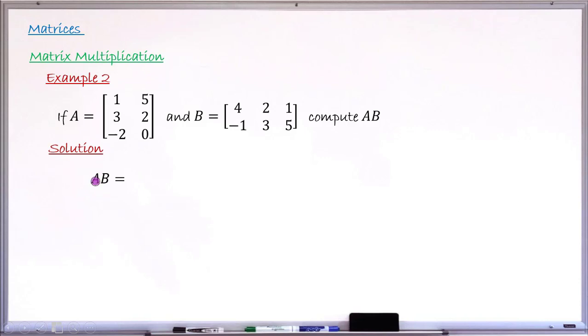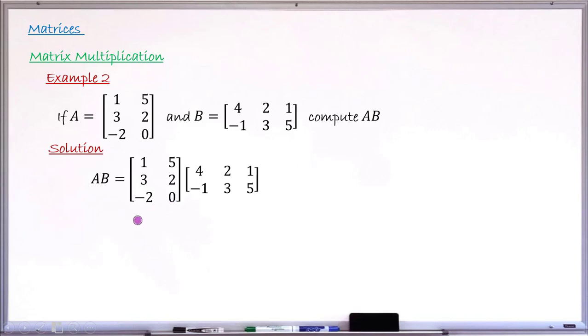And we now check the condition. Number of columns of the first matrix A: it has 1, 2 columns. Then the number of rows in B: B has 1, 2 rows. So the number of columns of the first equals the number of rows in the second. Hence, we can do this multiplication. So let me just copy down the two matrices. That is matrix A times matrix B.